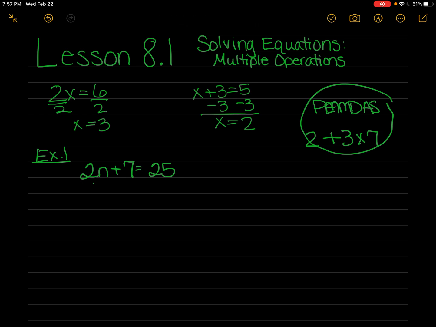So on this problem where I have times here and add here, I'm not going to do them in the order that PEMDAS tells me to do it. I'm going to do it in the opposite order. So I'm going to take care of my add and subtract first. Where this says plus 7, I'm going to minus 7 on both sides. So that gives me 2n equals 25 minus 7 is 18. And then we're going to divide by 2 because that's all that's left to do. And I get n equals 9.